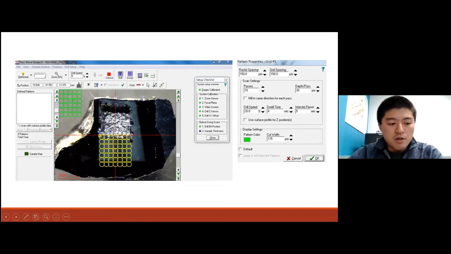So since we're using a conical tip that's quite sharp, drilling is actually done in singular holes instead of scanning around, in order to prevent breaking the tip itself. And on the pattern properties dialog box on the right, the user can define physical parameters, such as the spacing between each hole, the number of passes, depth increments, drill speed, drill time, and so on and so forth.